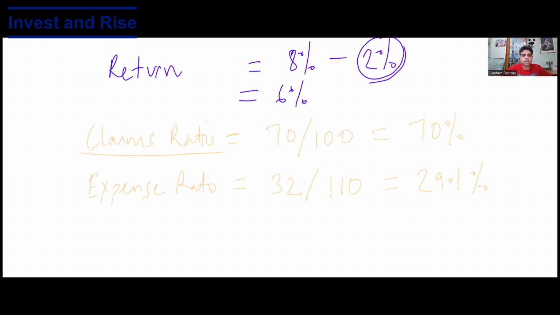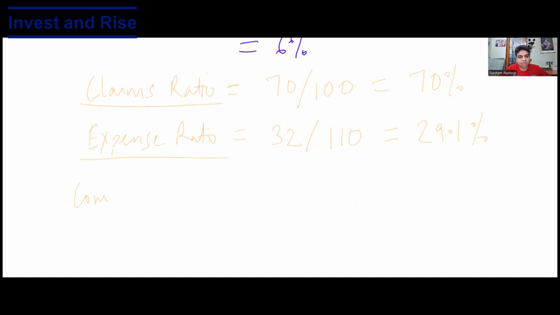Now, combined ratio. This is important because otherwise you would not really understand health insurers. You would not understand the business of Niva, Bupa, or any insurer for that matter. So combined ratio is the sum of claims ratio plus expense ratio. So in this case, it is 70 plus 29.1. It is 99.1. Just be with me for now. I'll explain what this combined ratio means.